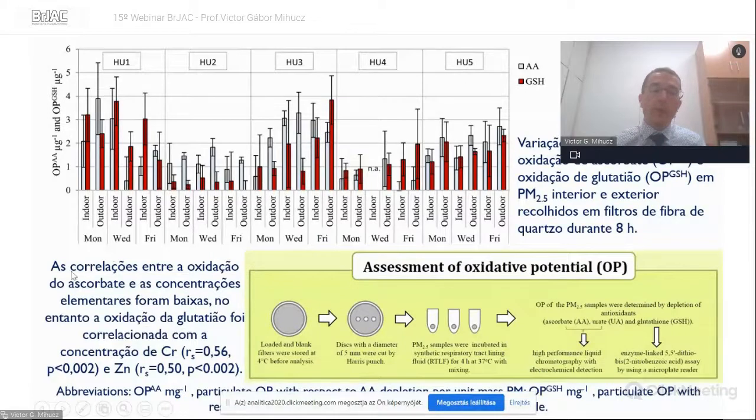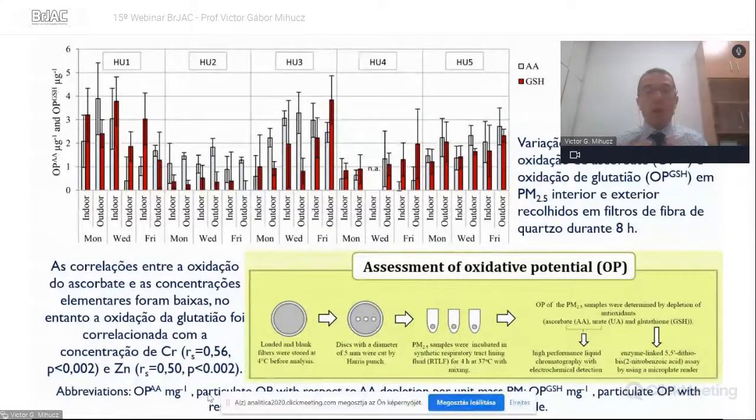What we then tried to do was a correlation study. We had the elemental concentrations, and to our surprise, very little correlation was observed between the oxidative potential, the depletion rate, and the element concentration. We had two cases, in the case of chromium and zinc, where we got a correlation supported statistically, mathematically.